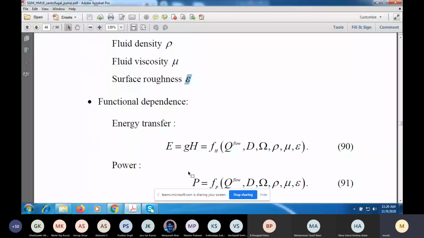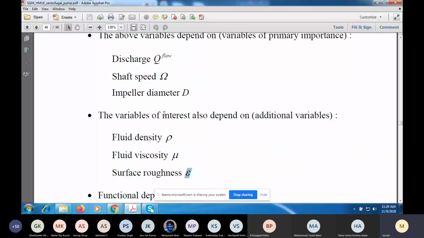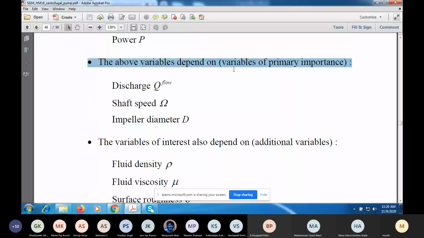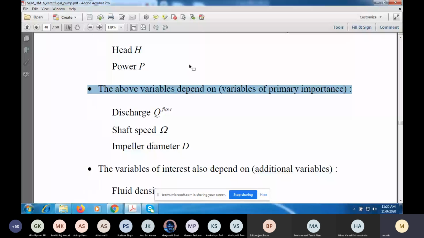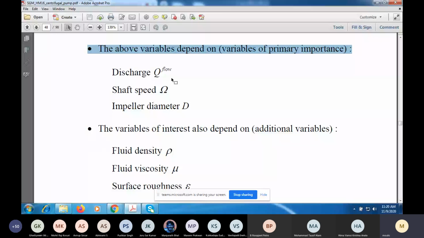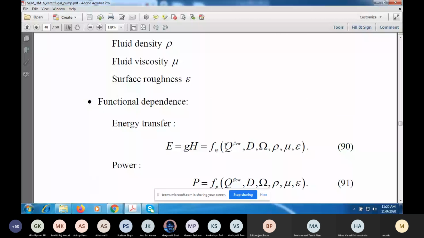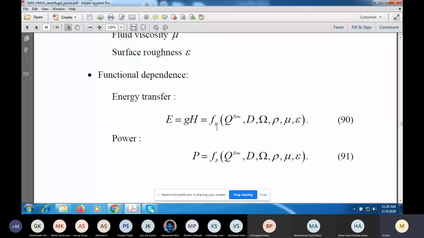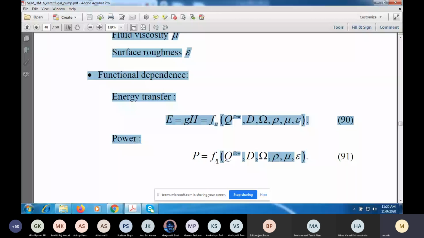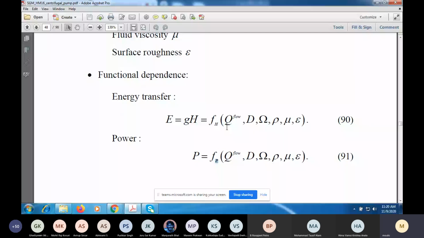So I put the variables which control the head and power into two groups, two categories, which have 3 dimensional variables. So in total there are 6 dimensional variables. So the energy transfer I can write as a function I'm calling F subscript H for head, and the functional form of P I'm writing F subscript P. Each of these functions has 6 arguments. So there are 7 dimensional variables involved.